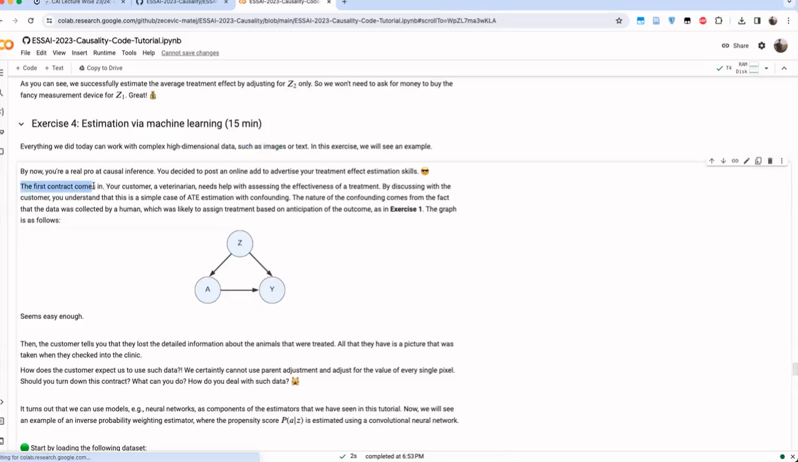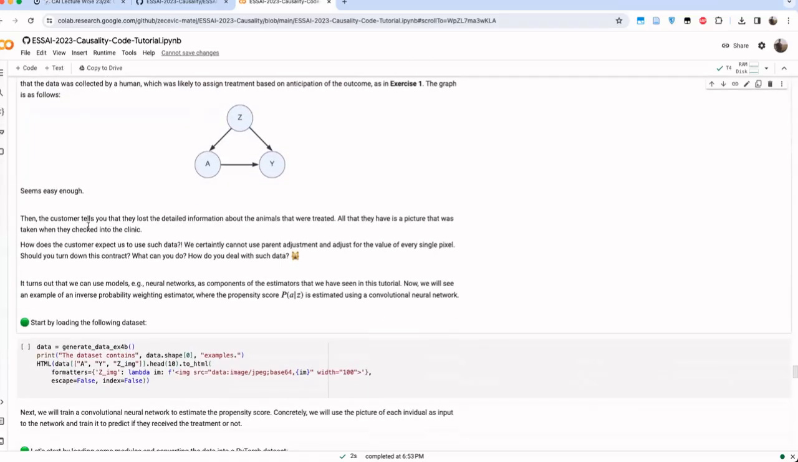So you get a contract, right? You are now a pro at causal inference, and you know how to do treatment effect estimation. And so your customer now is a veterinarian, and they need help in assessing the effectiveness of a treatment. By discussing with the customer, you understand that this is a simple case of ATE estimation with confounding, right? So you cannot just look at the conditionals, you need to consider the confounding. The nature of the confounding here comes from the fact that the data was collected by a human, who was likely to assign treatment based on anticipation of the outcome, just as in the previous exercise. So we have the same graph.